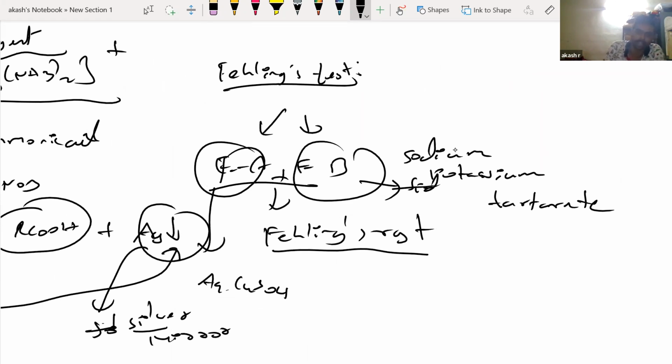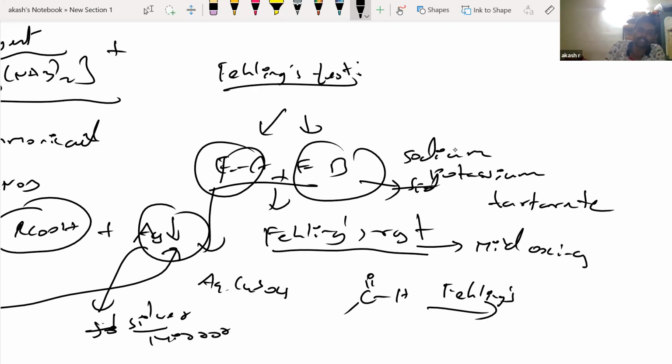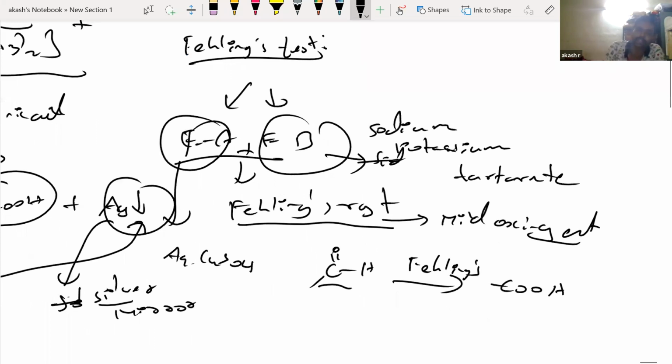Okay, what is going to happen? Again, only aldehydes will give this test. Ketones will not give this test, or any other functional group will not give this test. So when you put your Fehling's reagent here, what is going to happen? Again, the same thing is going to happen because again, your Fehling's reagent is a mild oxidizing agent, right? It is a mild oxidizing agent, which is going to convert your CHO to COOH, or say RCHO to RCOOH. So what is happening in that process?